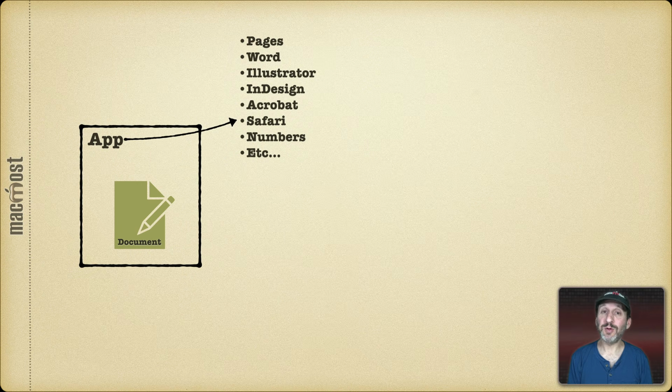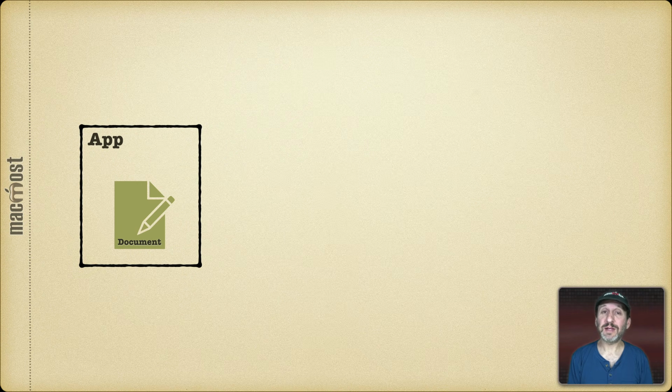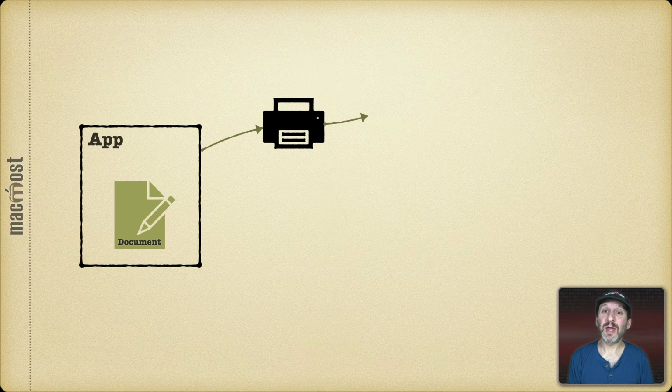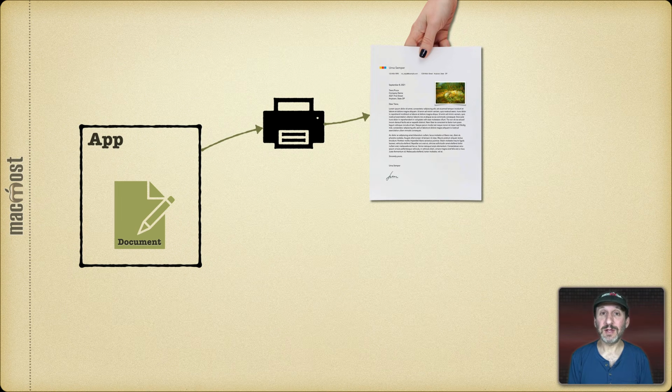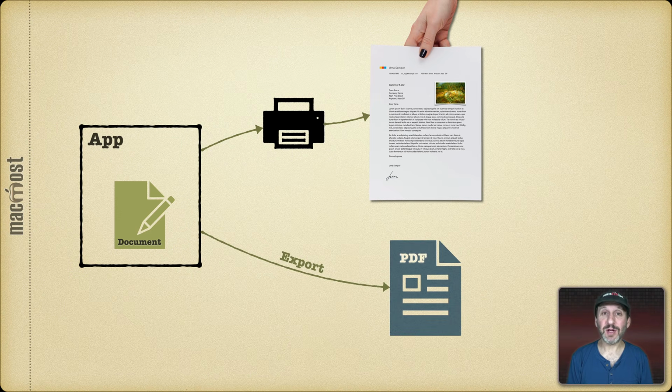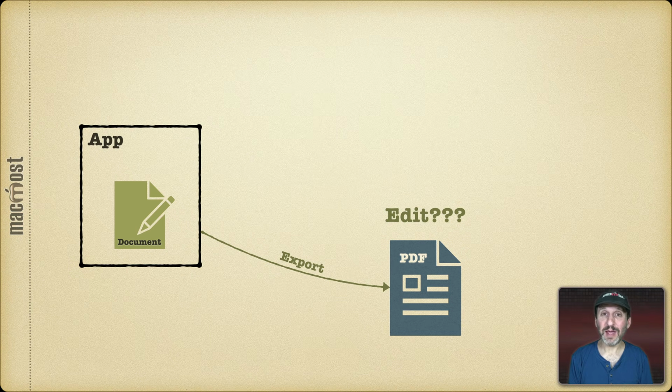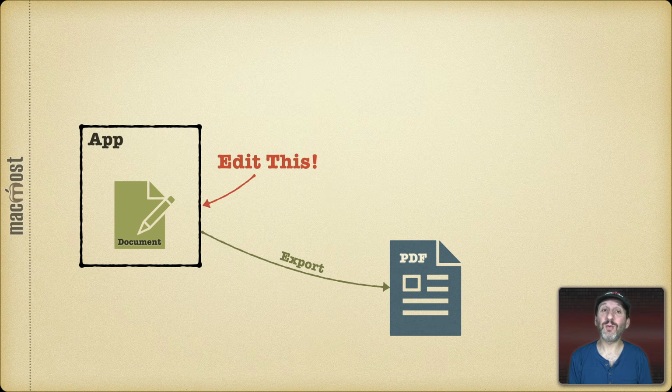So let's look at what happens when you work with the document. You would have that document in the app and then you would say print it. You would send it to the printer and then you would get a sheet of paper with the document printed on it. Now the same kind of thing happens when you make a PDF. You don't need a printer. You're not printing a physical piece of paper, but you are exporting to a PDF document. So how do you edit that PDF? Well, the way you do it is not to work with the PDF file itself, but to work with the original document. So you go back to the app that you were using, you open up the document, and then you export a new version of that document.